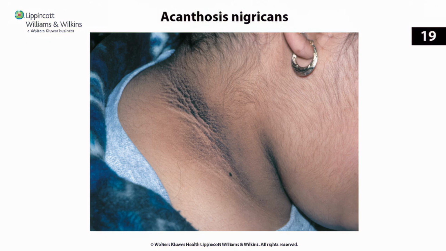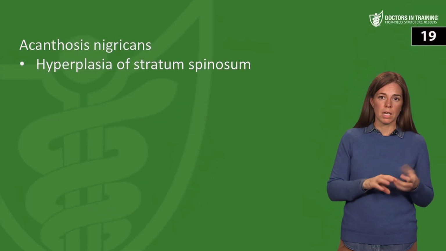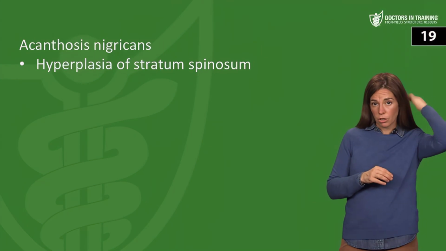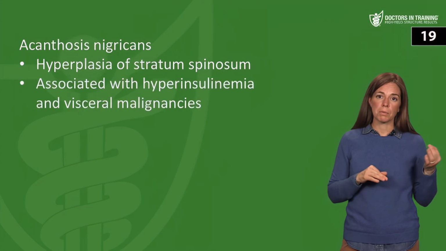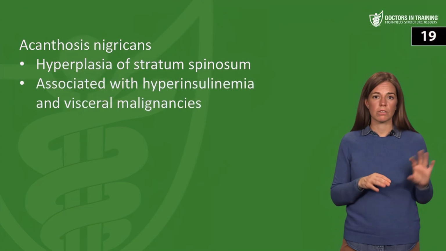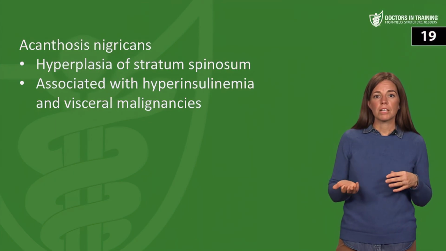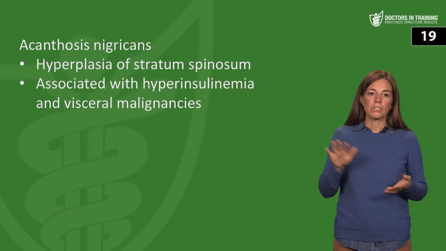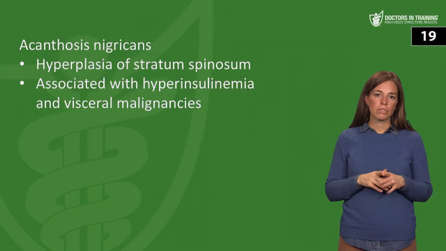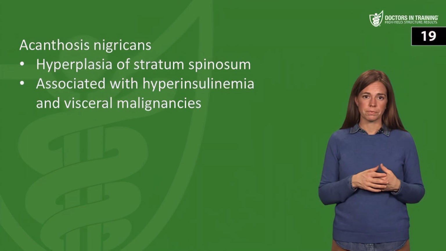Acanthosis nigricans. This is a brown or black, poorly defined, velvety hyperpigmentation of the skin. And this is due to hyperplasia of the stratum spinosum. It's most commonly seen in the lateral and posterior folds of the neck, or the axillae, or the groin. And it can be associated with hyperinsulinemia, like with type 2 diabetes, and this is really common actually. But it also can be seen with visceral malignancies. So if you see a patient with new acanthosis nigricans, you definitely want to screen for diabetes. And if the patient's older than 40 years or so, you might think about a visceral malignancy as well. The skin lesion itself is harmless, just a sign of something else going on.